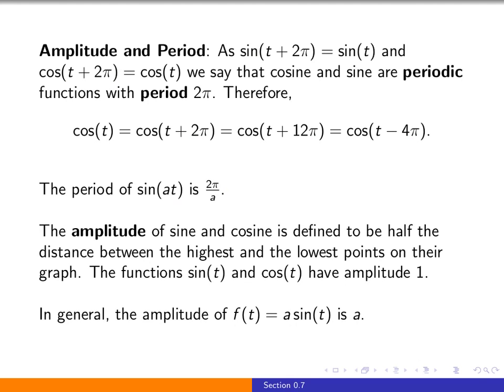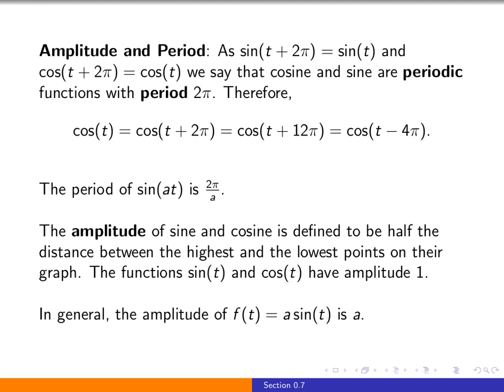Additionally, the amplitude of sine and cosine is defined to be half the distance between the highest and lowest points on their graph. Or, stated differently, if you look at the maximum and minimum values, the amplitude would be the distance that maximum value is away from the x-axis. So the sine and cosine functions have amplitude 1. In general, if you have f of t equals a sine t, its amplitude will be the number a.